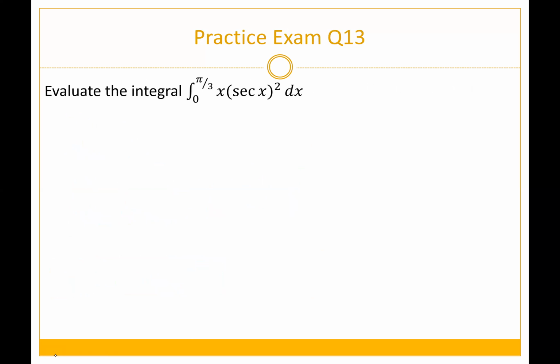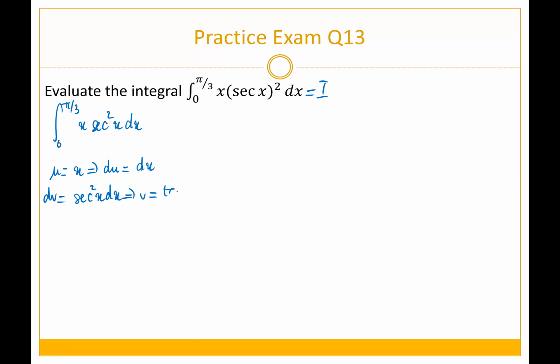Evaluate this integral from 0 to pi over 3 of x secant squared of x dx. So this one has two kinds of functions: first a polynomial, and then a trig function. The first thing coming to mind is integration by parts. So we have x secant squared x dx. I'll put u equals x, du is dx, dv is secant squared x dx, so then v is tangent x.